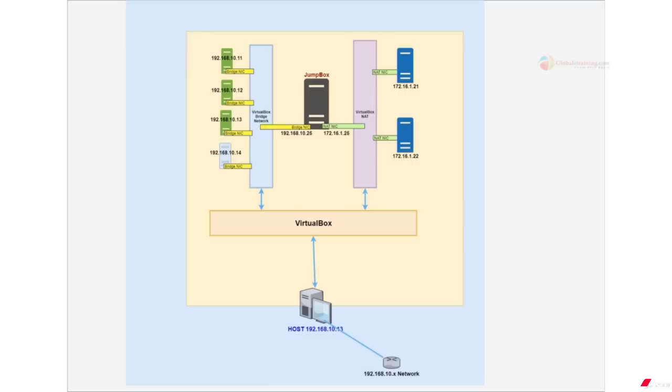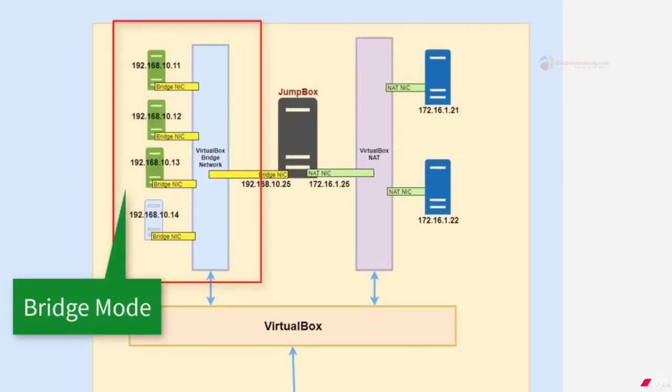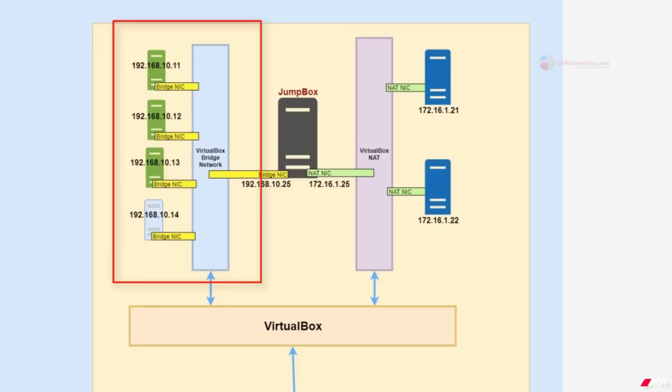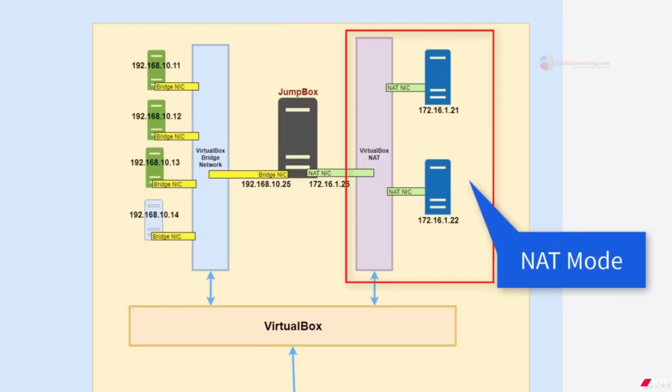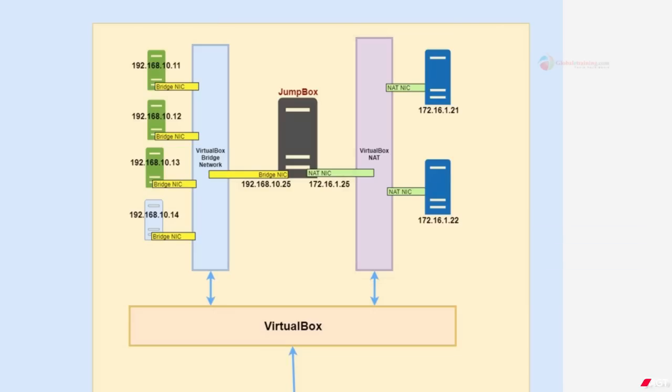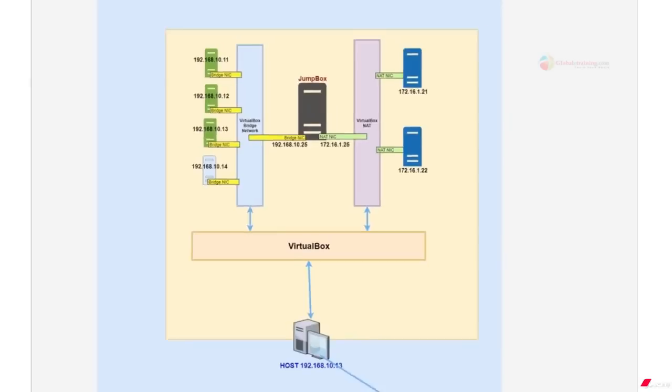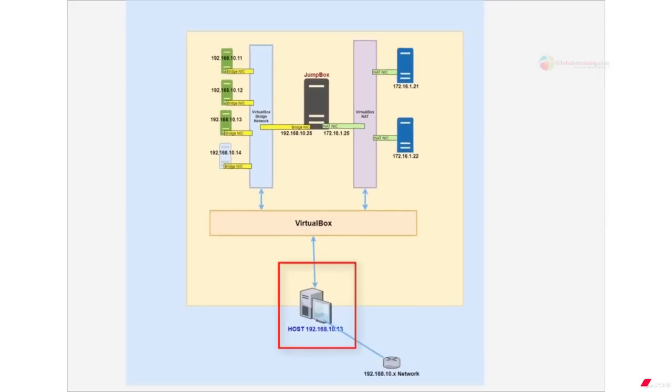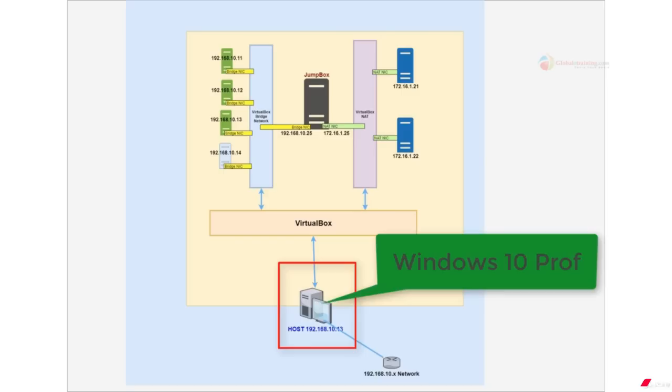The 4 VMs on the left are connected in bridge mode, which uses 192.168.10.x IP schema. The blue VMs on the right are connected to the network in NAT mode. 172.16.1x IP schema is used on the NAT network. The gray VM in the middle is connected to the bridge network and also to the NAT network using 2 network cards. All these VMs are hosted on a physical machine running Windows 10 and Oracle VirtualBox.